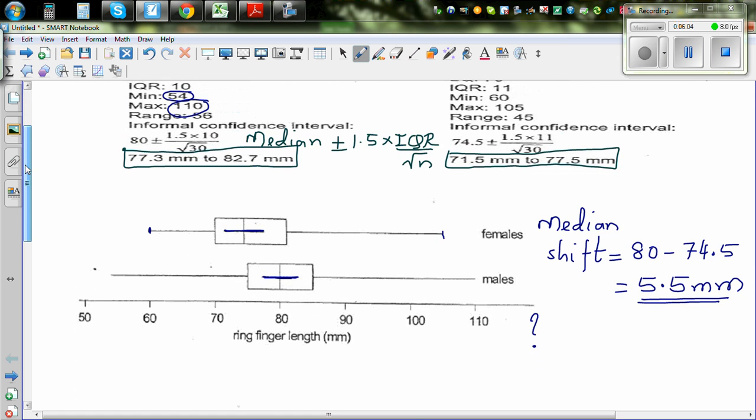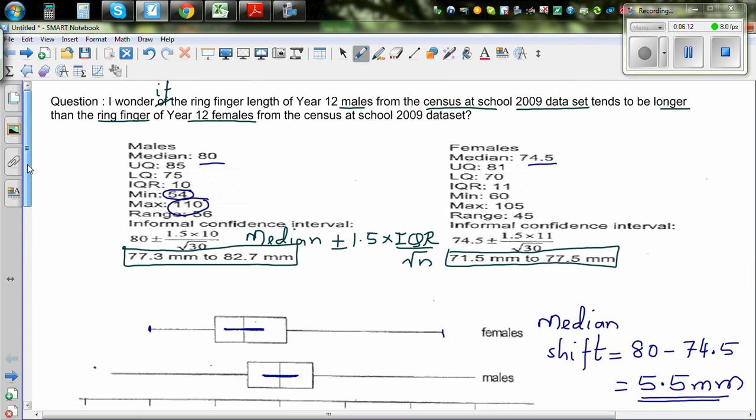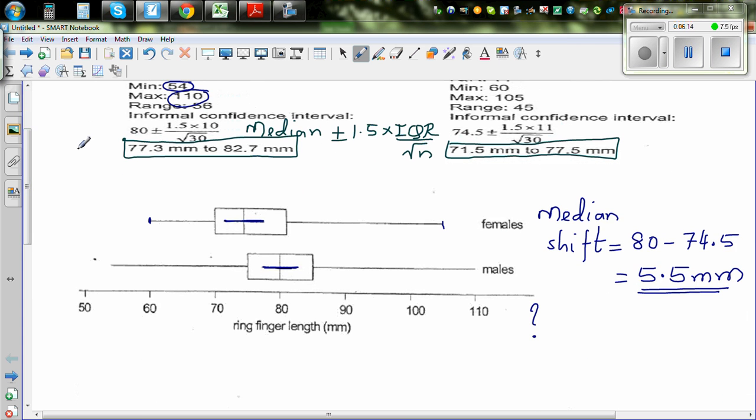Now for that, you have to do some other calculations. Now let us look at the informal confidence interval for males. This is male and this is female. Let us talk about females first. For the females, it is between 71.5 and 77.5.